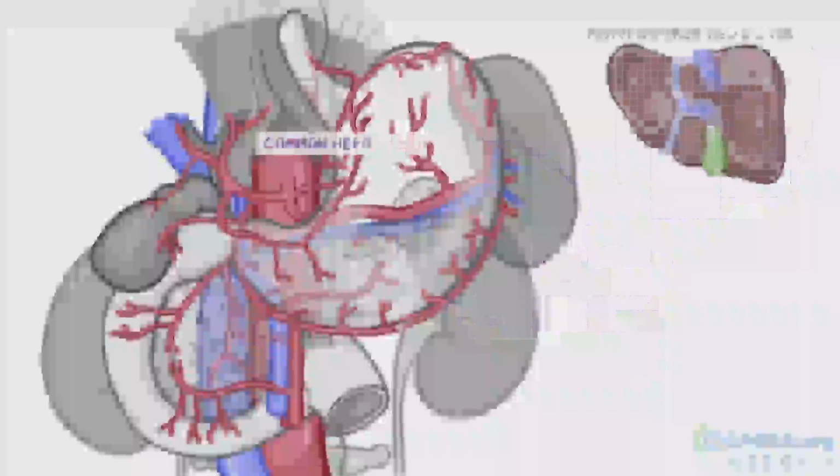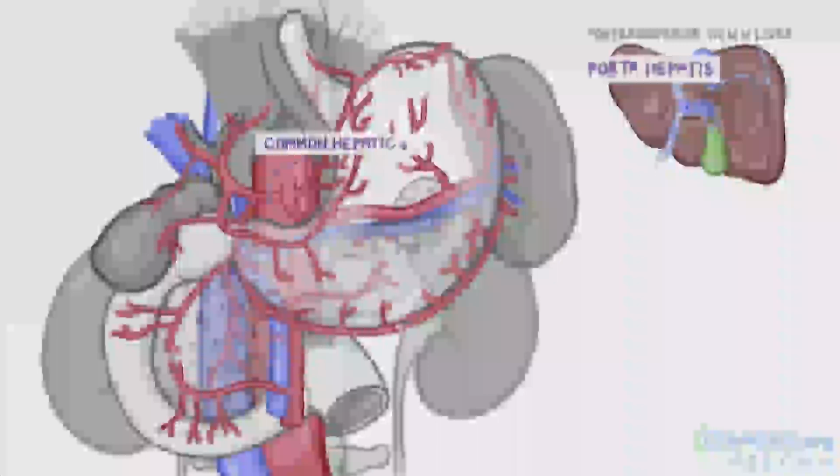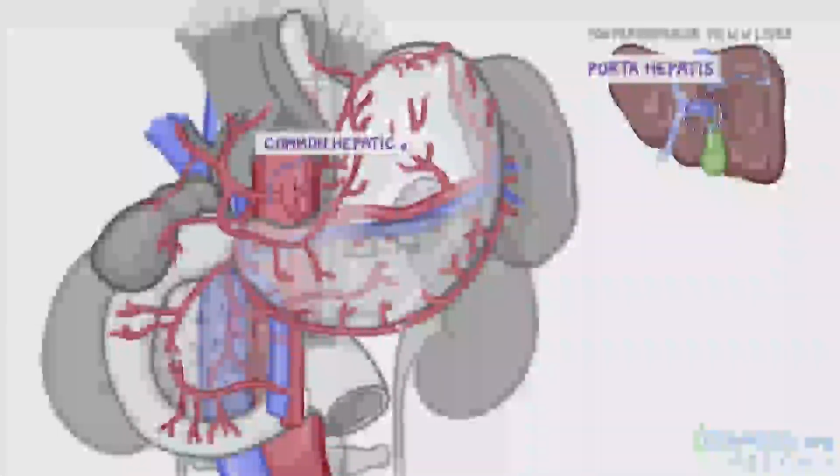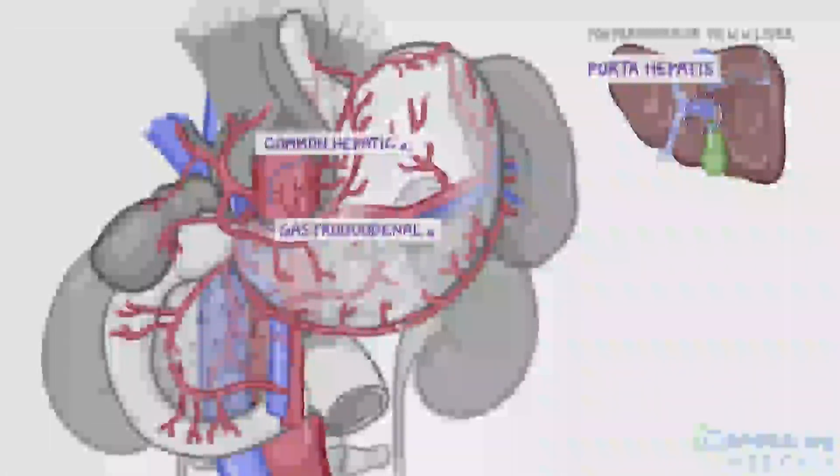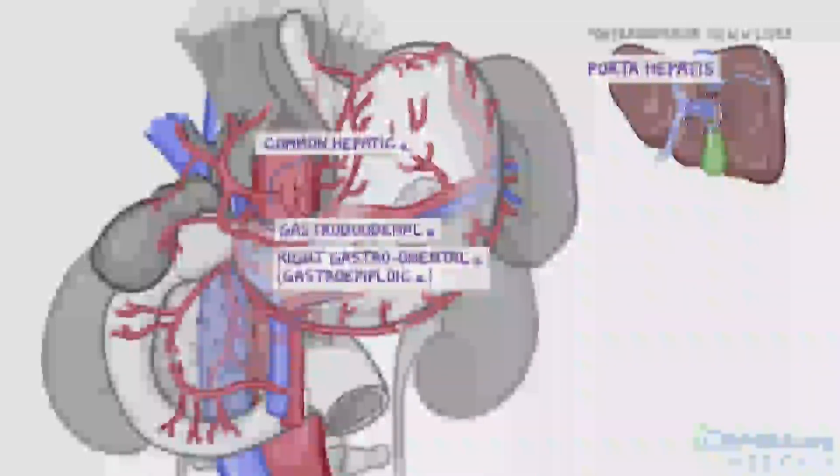Finally, the common hepatic artery goes towards the porta hepatis, which is a small but deep transverse fissure through which all the neurovascular structures of the liver pass. The common hepatic artery separates into 2 main branches. The first branch is the gastroduodenal artery that descends behind the first part of the duodenum and gives two more major branches. First is the right gastroomental or gastroepiploic artery, which enters the greater omentum and passes along the greater curvature of the stomach to supply its walls and to anastomose with the left gastroomental artery.